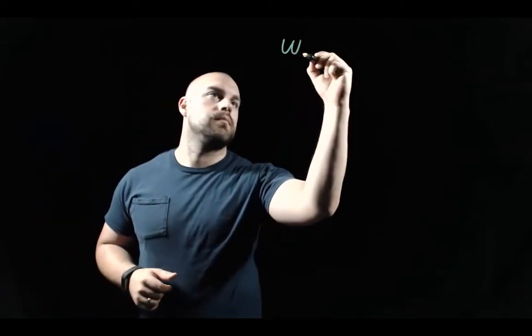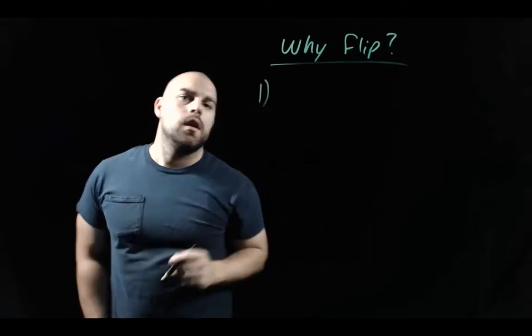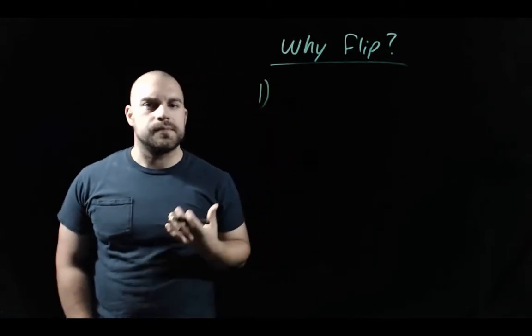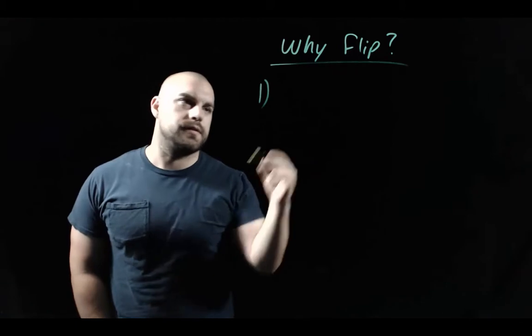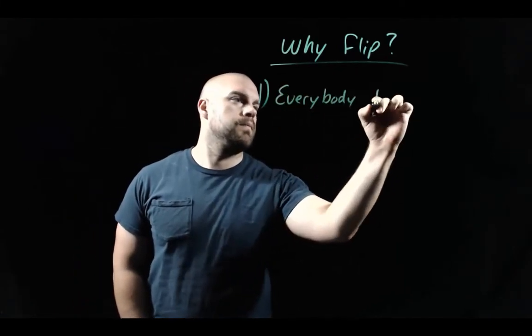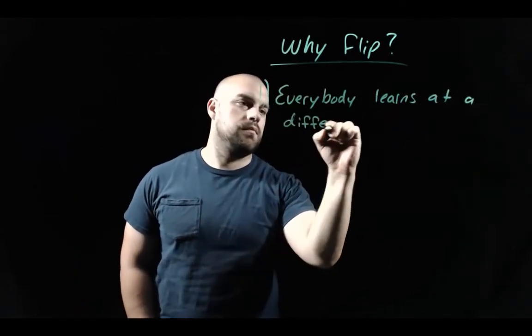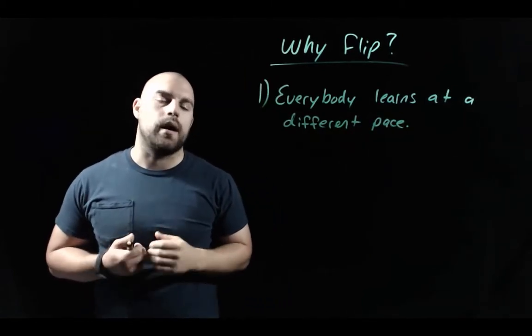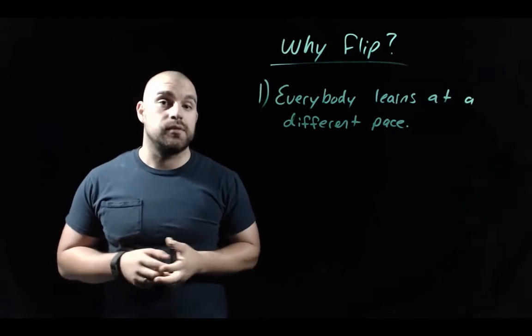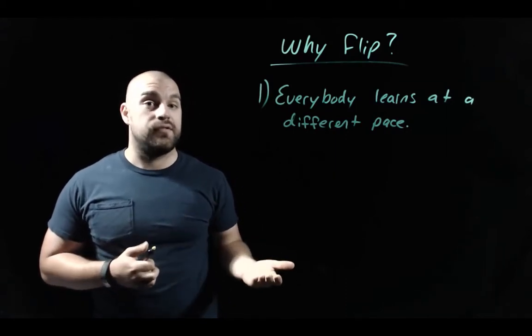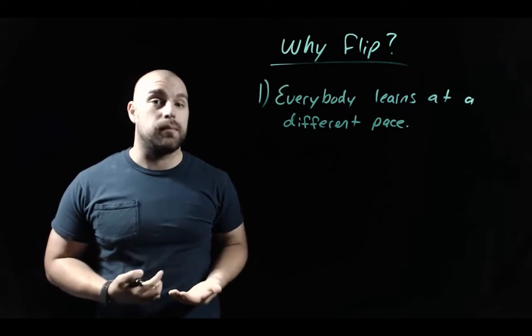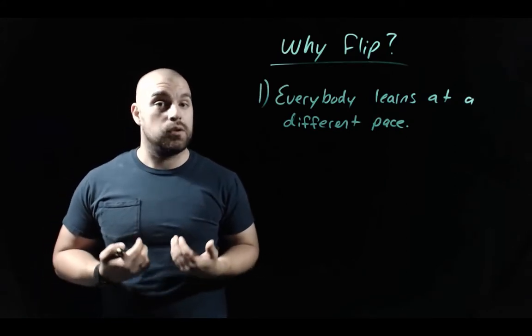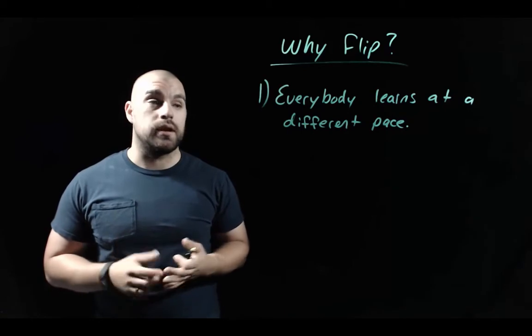So we've talked a little bit about what a flipped classroom is, but now let's talk about why I decided to flip my classroom. And the first reason why I decided to flip my classroom is because each student learns at their own pace. When I would lecture, the class would move at the pace that I wanted it to move at. Now that was okay for some students, but that also may have been too fast for other students and they would get frustrated because they weren't able to keep up, or that could even have been too slow for other students and they were getting bored in class.